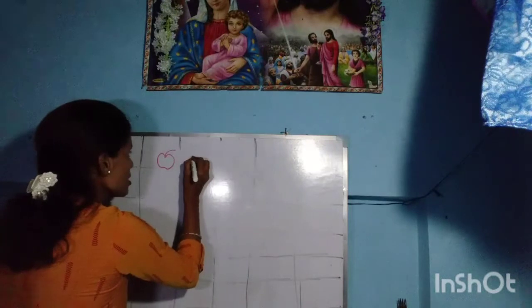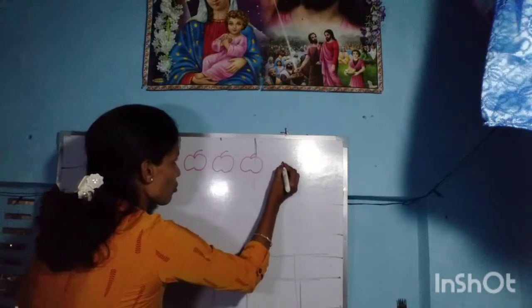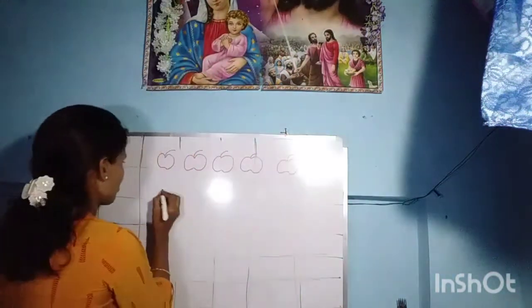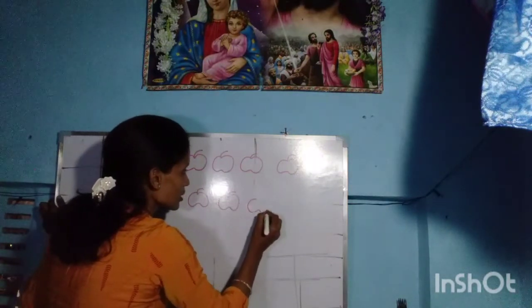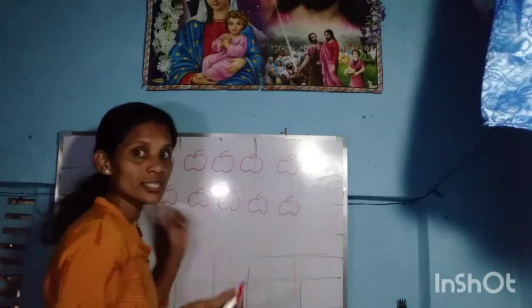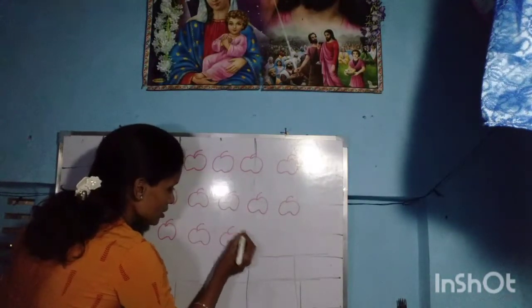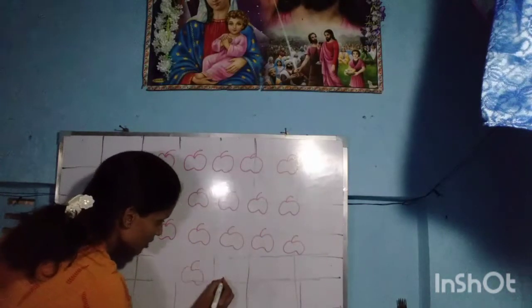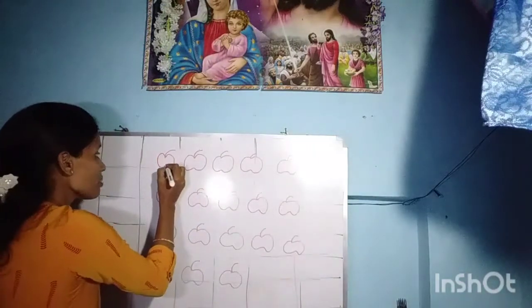Okay? Let's start. 1, 2, 3, 4, 5. How many apples are here? 5 apples. 6, 7, 8, 9, 10. 10 apples. 11, 12, 13, 14, 15. 16 and 17 apples. So how many apples are here now? 17 apples, right? Let's write the number and see.